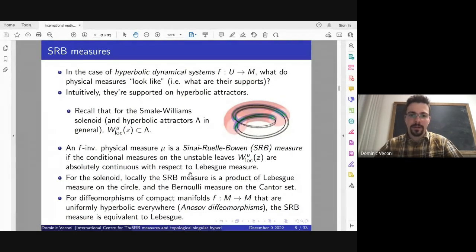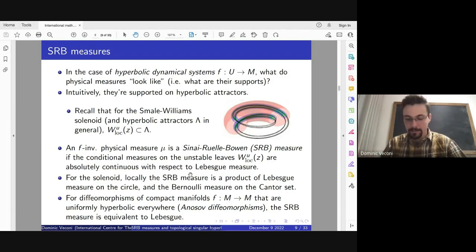So in the case of the solenoid, locally, the SRB measure can be thought of as a product of the Lebesgue measure on the circle and the Bernoulli measure on a Cantor set, because locally, that solenoid is a product of arcs, circular arcs, with a Cantor middle third set. But not all hyperbolic dynamics have strange topological attractors like the solenoid.